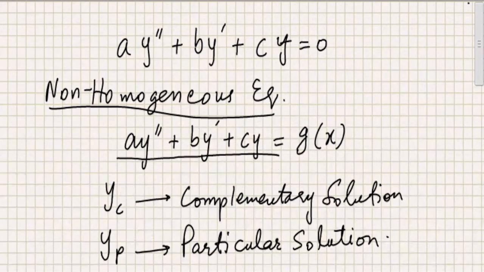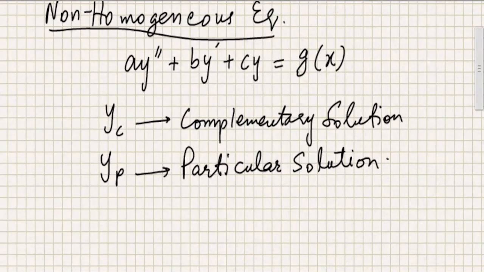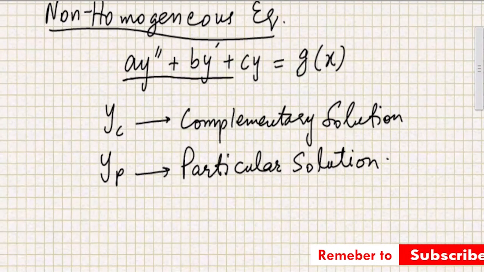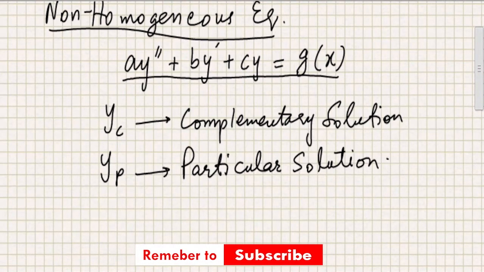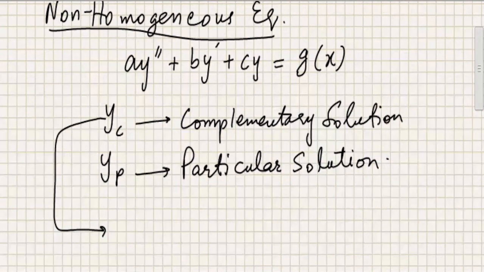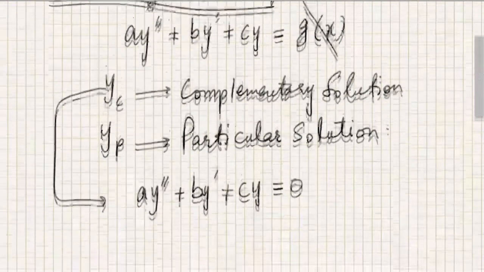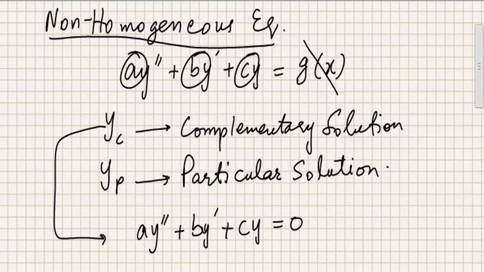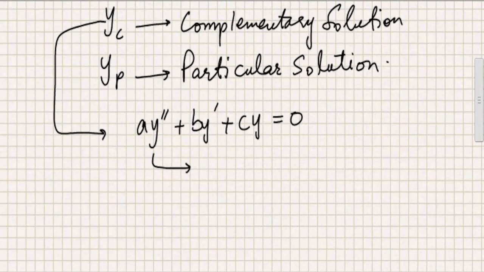This is roughly what is going on, and yc in reality comes from the associated homogeneous version of this non-homogeneous equation, right? So what we do is, to find yc, we force this equation to become a homogeneous equation. We simply erase this g of x and place 0 instead of that. So now the same equation with the same coefficients has become a homogeneous differential equation, right? So once we do that, we solve this differential equation using a method that we have already seen, and we find the value of yc.